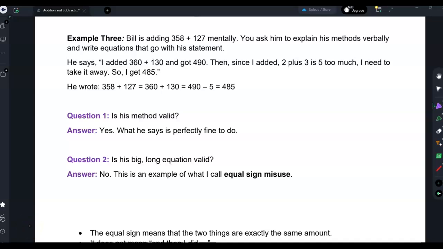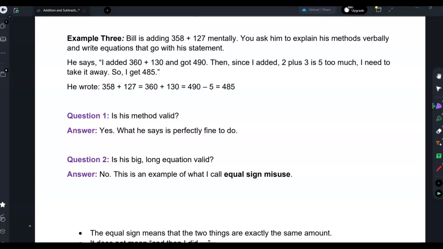Let's take a look at this example. Bill is adding 358 plus 127 mentally. You ask him to explain his methods verbally and then write equations that go with his statement. So he says, I added 360 and 130 and got 490.